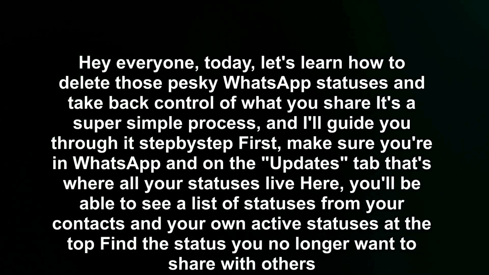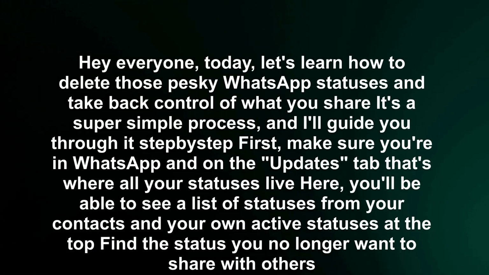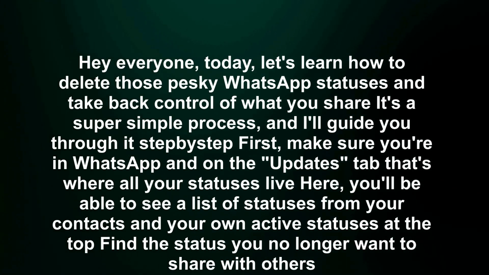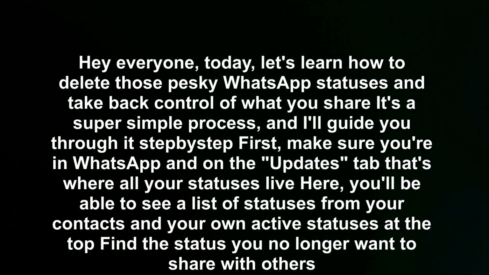First, make sure you're in WhatsApp and on the Updates tab. That's where all your statuses live. You'll be able to see a list of statuses from your contacts and your own active statuses. At the top, find the status you no longer want to share with others.